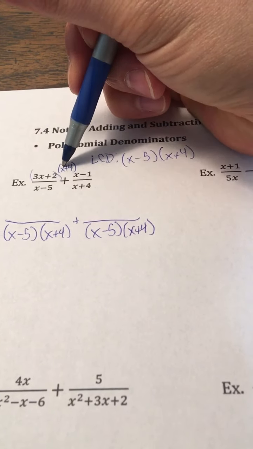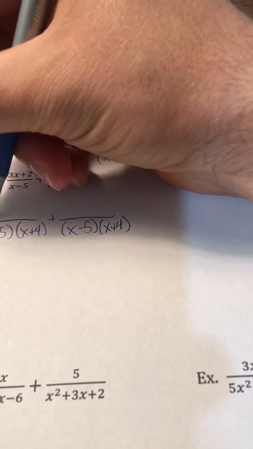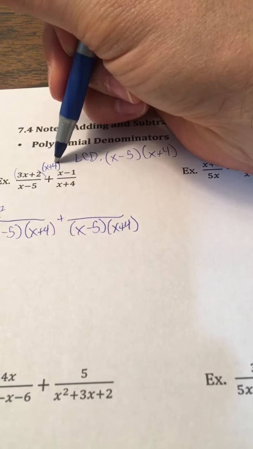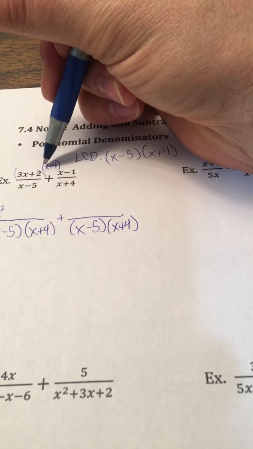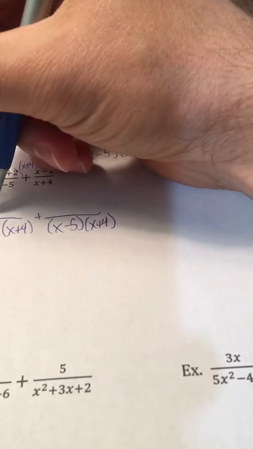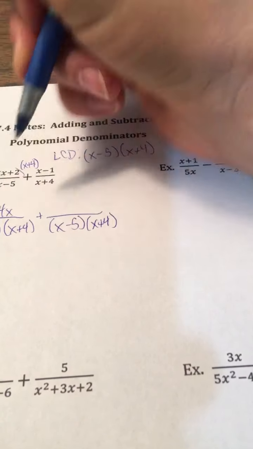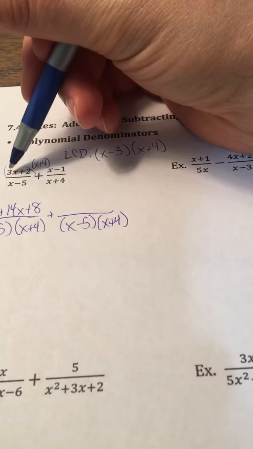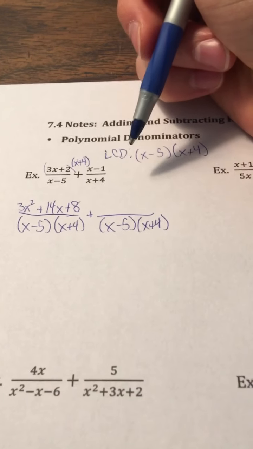So 3x times x would give me 3x squared. 3x times 4 would be 12x. And then 2 times x would be 2x. So we can go ahead and combine those. 12x plus 2x would give us plus 14x. And then 2 times 4 would be plus 8. Just multiplying each of these terms by each of these terms.